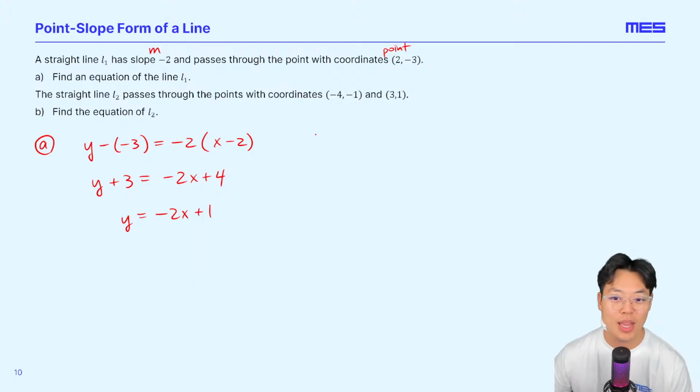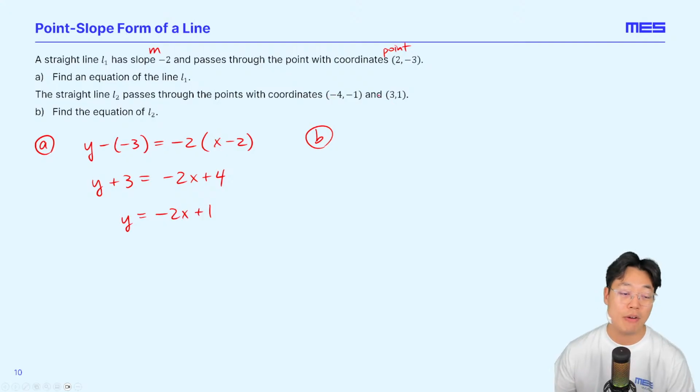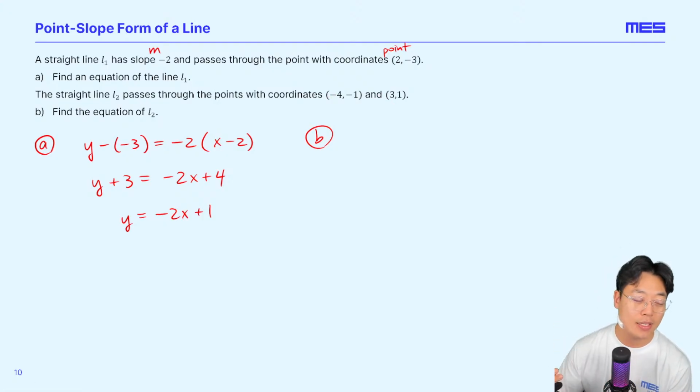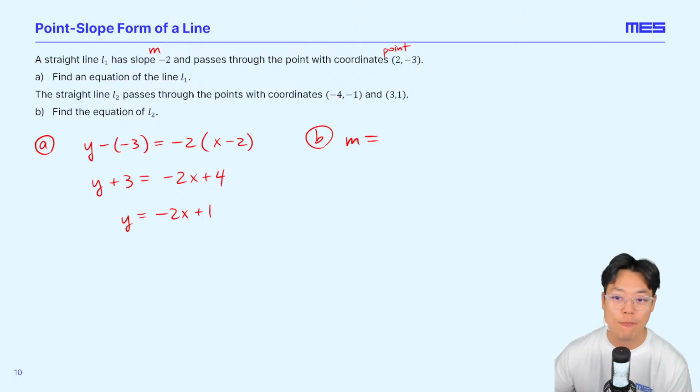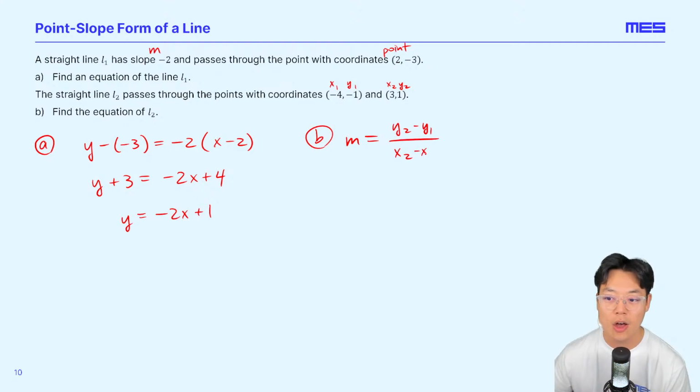Let's do the same with letter B. Letter B says passes through these 2 points, negative 4, negative 1, and 3, 1. So very similar to the previous slide, letter B, where we had to find our slope first. And that's what we'll do. We'll find their slope first. We'll label these as x sub 1, y sub 1, x sub 2, y sub 2, and just plug and chug. Again, the slope formula is y sub 2 minus y sub 1 all over x sub 2 minus x sub 1. So we have 1 minus a negative 1 all over 3 minus a negative 4, and we get 2 over 7.